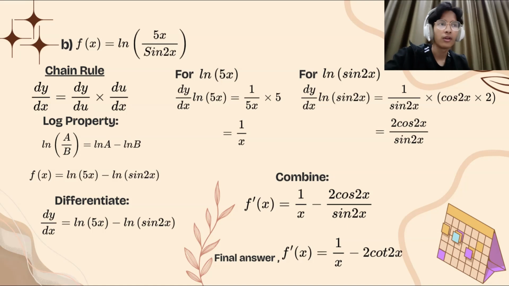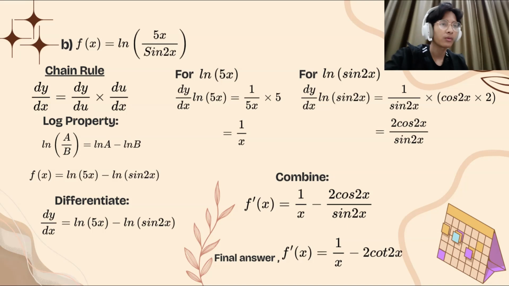And for ln sin 2x, we differentiate ln and get 1 over sin 2x, times the derivative of sine, which is cos 2x, times 2, because we differentiate 2x and just get 2. Then we simplify and get 2 cos 2x over sin 2x.